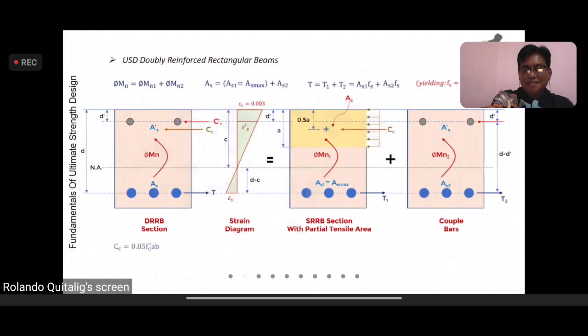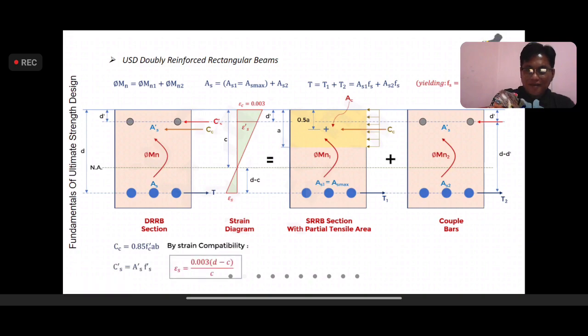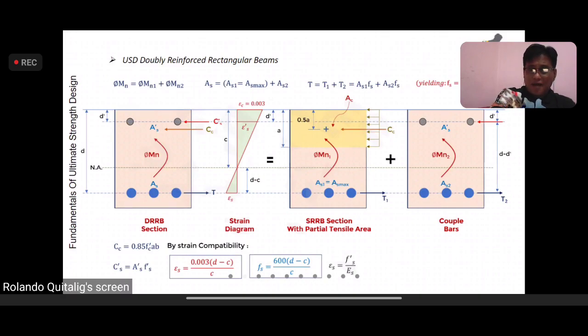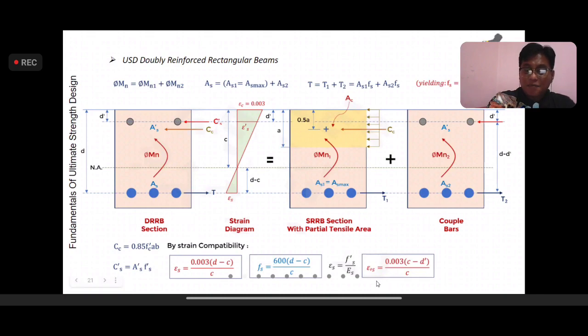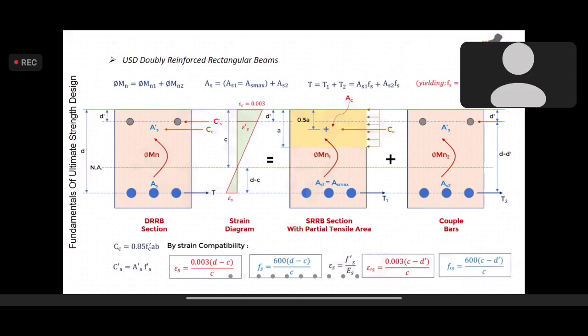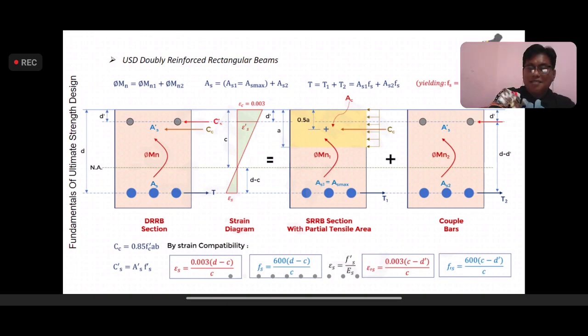So we did consider the strain compatibility. This is epsilon s, fs prime, es, and this will be epsilon s prime. And this is 0.003 (c minus d prime) over c. And then by virtue of this magnitude, fs prime will be 600 times (c minus d prime) over c.